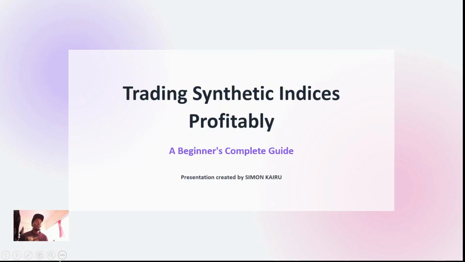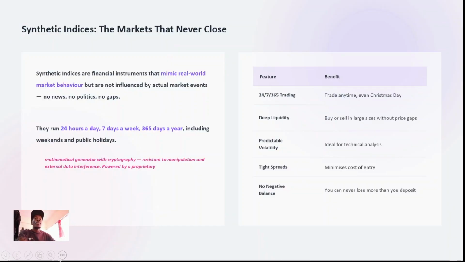So as you can see here, I have a beginner's guide on how to trade synthetic indices profitably, and we are going to start. For those who don't know, synthetic indices are financial markets that mimic real world market behavior but are not influenced by actual market events like news or politics or gaps.